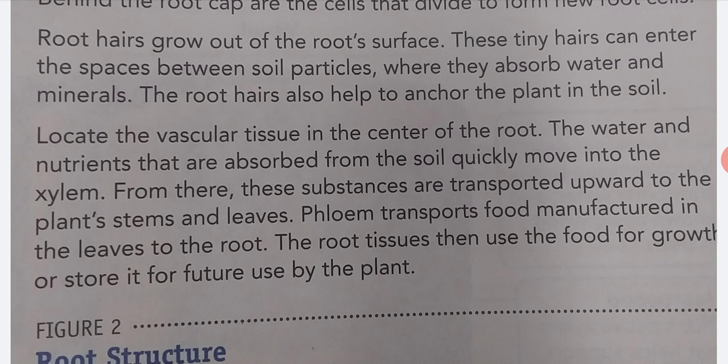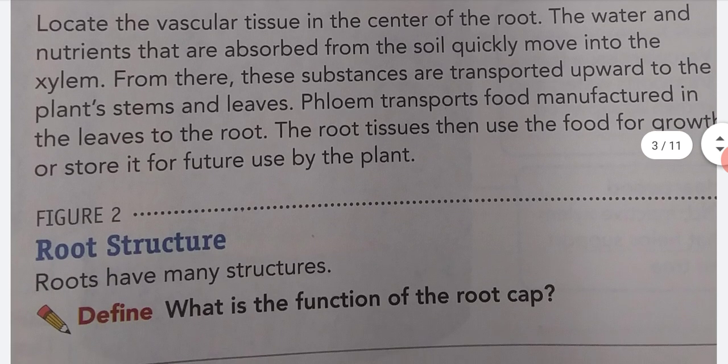Locate the vascular tissue in the center of the root. The water and nutrients that are absorbed from the soil quickly move into the xylem. From there, these substances are transported upward to the plant's stems and leaves. Phloem transports food manufactured in the leaves to the root. The root tissue then uses food for growth or to store it for future use by the plant.